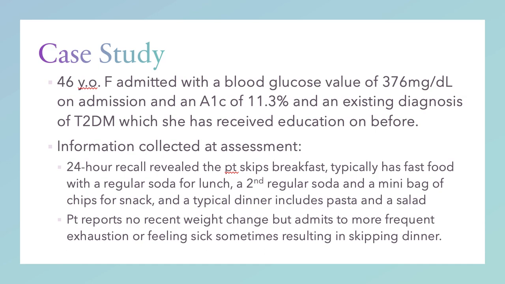Information collected at assessment included a 24-hour recall that revealed the patient typically skips breakfast and typically has fast food with a regular soda for lunch, a second regular soda, and a mini bag of chips for a snack. Her typical dinner includes pasta and a salad. The patient reported no recent weight change, but admitted to more frequent exhaustion or feeling sick sometimes, resulting in skipping dinner.